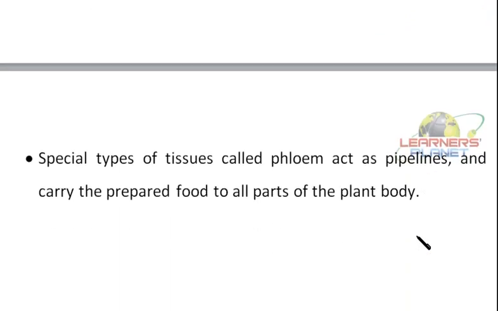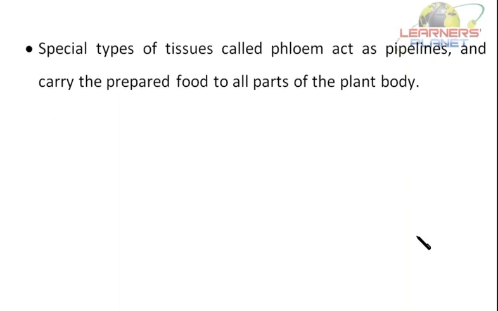So the special types of tissues called phloem act as pipelines and carry the prepared food to all the parts of the plant body. You will learn more about them in higher classes. So basically, we were discussing translocation and transpiration. Now, water is needed for photosynthesis, and it is also lost as a product of obtaining carbon dioxide by this very same process, right?